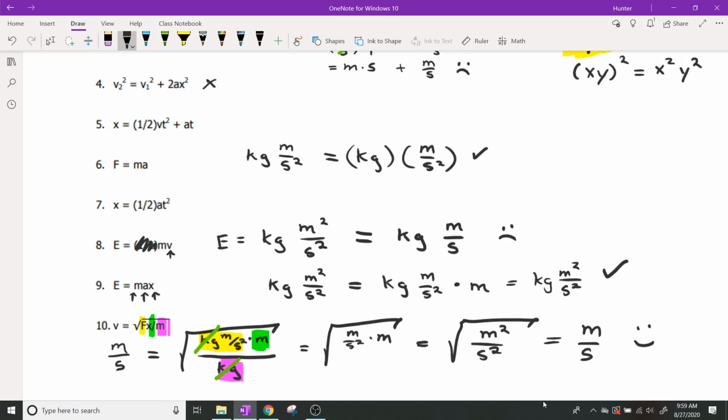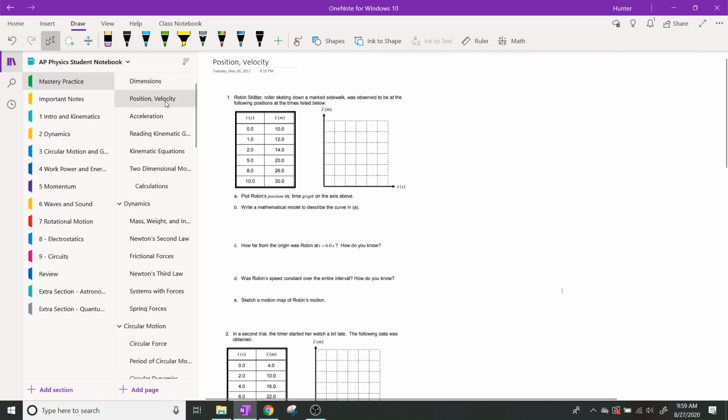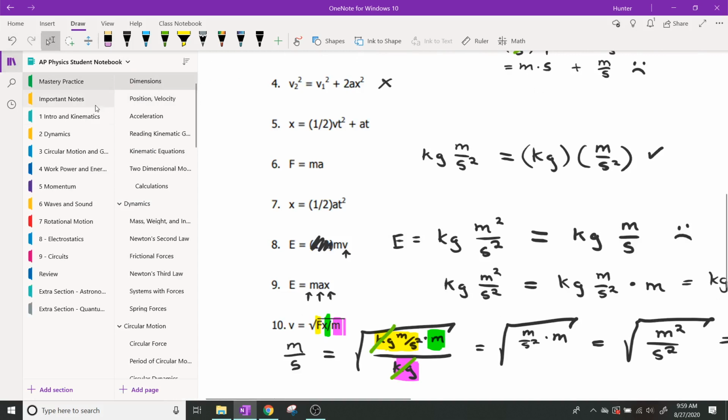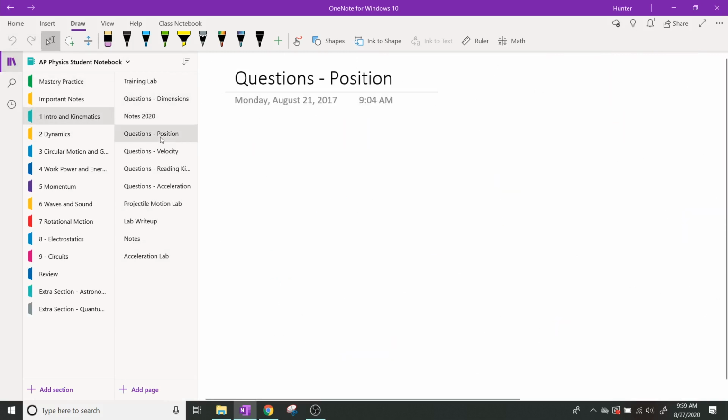In that case, let's take a little time and talk about the big three parts of motion. Two of them I don't really have to talk about a whole lot because you kind of know what they are. But the acceleration, we're going to have to talk about a lot. So I think, oh, these are just individual problems. Let me go to kinematics. I'm going to go to position.